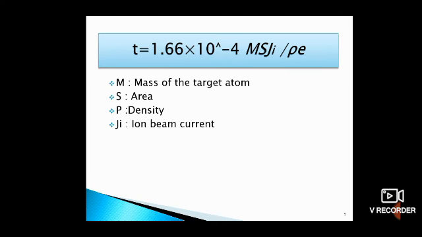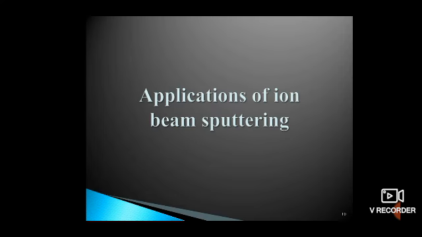Typical rates are about 10 raised to minus 4 micrometers per second for a semiconductor target with low current density. For a metal with high current density, this value can reach up to 1 micrometer per second. So that's all about ion beam sputtering. Now our next topic, which is applications of ion beam sputtering.